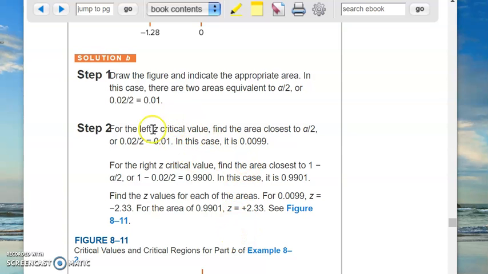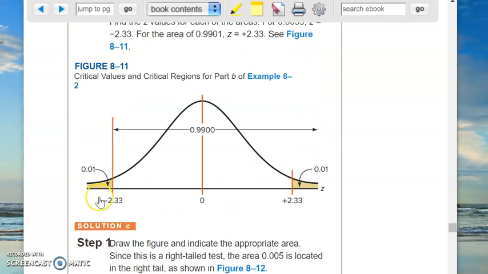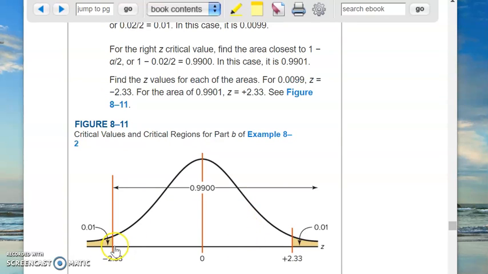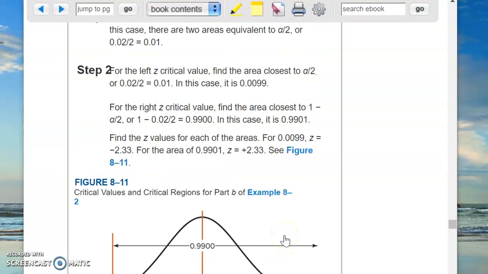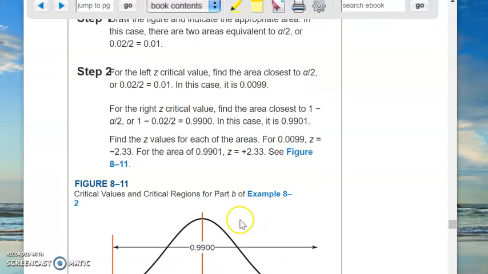So for the left Z critical value, find the area closest to alpha over 2. So over here, the Z table, this critical value right here, to the left of this value is going to be 1%. That's what we know and love about the Z table. How about this Z value over here? Well, you really don't need to find it because once you find this one, it's symmetric. So if this one's negative 2.33, this one's going to be positive 2.33, okay? So you don't really need to find it, but he wants you to find it, so let's find it.